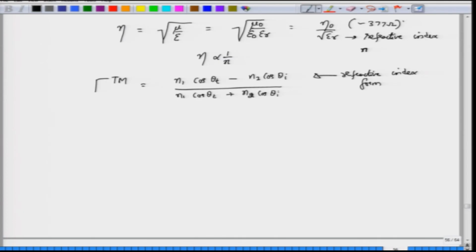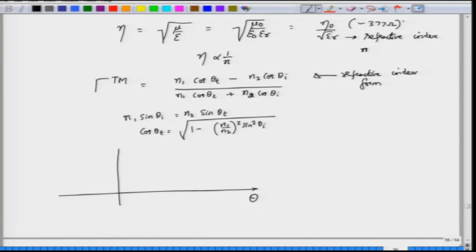Now, Snell's law tells you that n1 sin theta I should be equal to n2 sin theta t, which allows me to write cos theta t as square root of 1 minus n1 by n2 squared sin squared theta I. So, I can rewrite the expression gamma Tm so that it depends only on the angle of incidence theta I, and given n1 and n2 are constants, I will have an expression for the reflection coefficient of the transverse magnetic wave purely in terms of the angle of incidence.